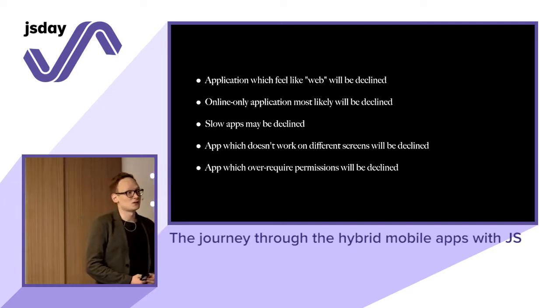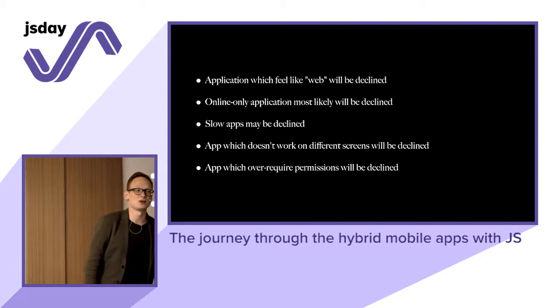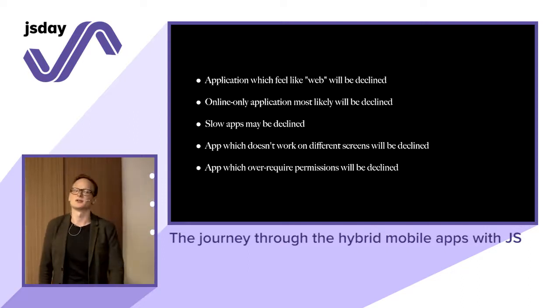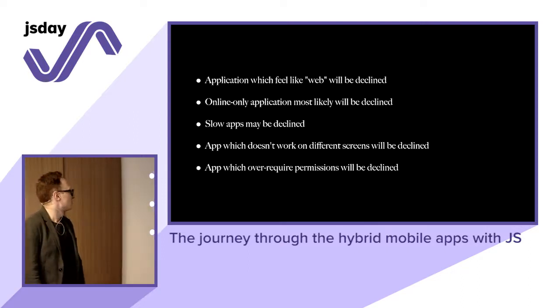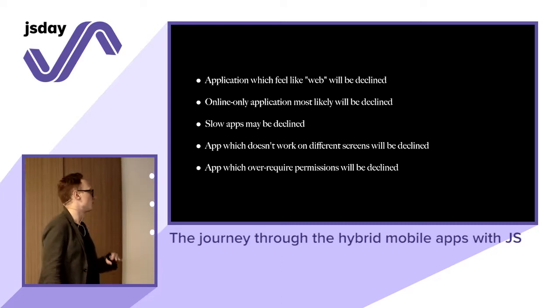Online-only applications, like if you put a big banner, okay, you need to update your app or you need to connect to the internet in order to use this application, are sometimes rejected and sometimes not, and it's hard to pick where the line is and which online-only applications are rejected.